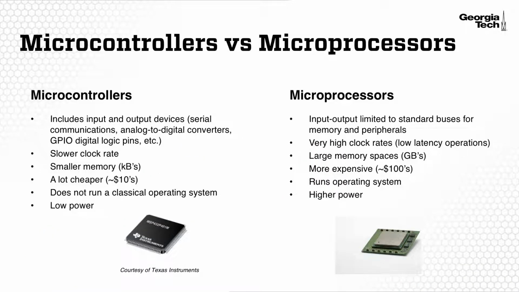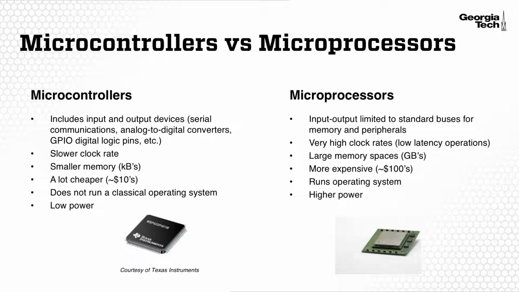Comparing microcontrollers and microprocessors a little closer, one of the key characteristics that makes microcontrollers different from microprocessors are the input-output peripherals that microcontrollers have on board. These might include devices for communication with other microcontrollers, or devices to convert analog signals to digital signals, or digital logic pins that allow microcontrollers to send commands to an actuator or receive binary information. Microcontrollers have much slower clock rates than microprocessors do. Typically, for microcontrollers, we'll see clock rates in the megahertz range versus microprocessors, where we'll see clock rates in the gigahertz range.